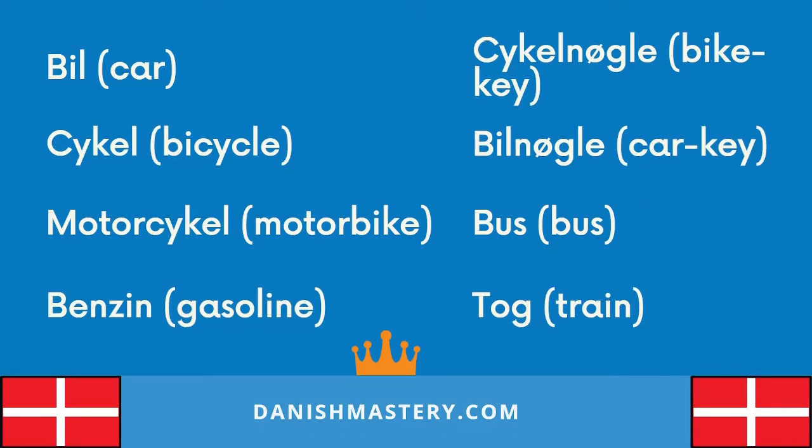Right? So the first one is bil. Bil. Car. That's kind of easy. Ikke? Bil. Cykel. Bicycle. Motorcykel. Motorbike. Benzin. Gasoline. Now, I know there are different kinds of gasoline and stuff, but this is like the basic one. When you're putting it in your car or whatever, it's like, benzin. That's what you say.